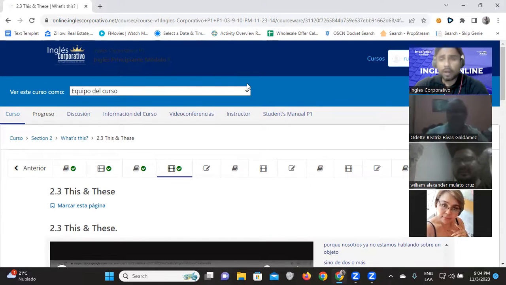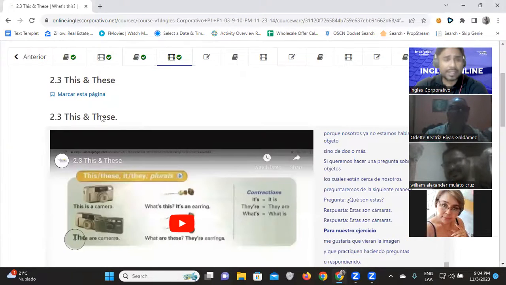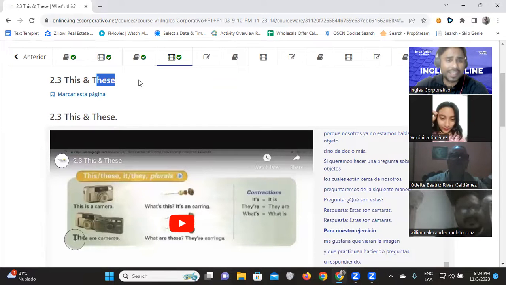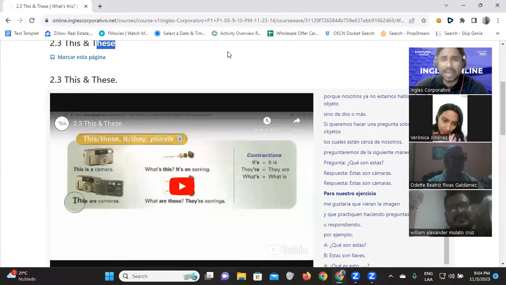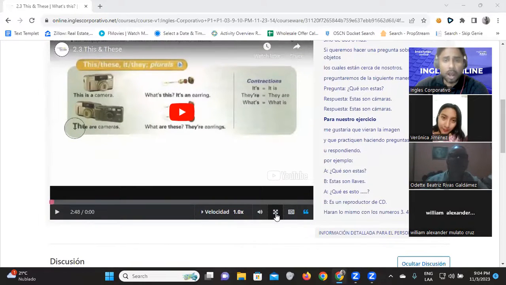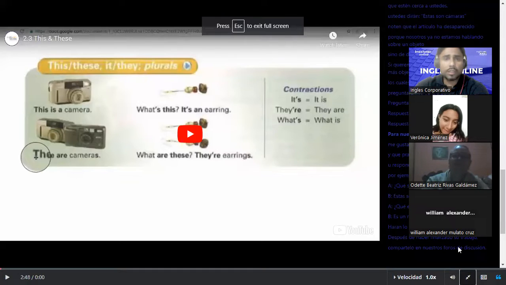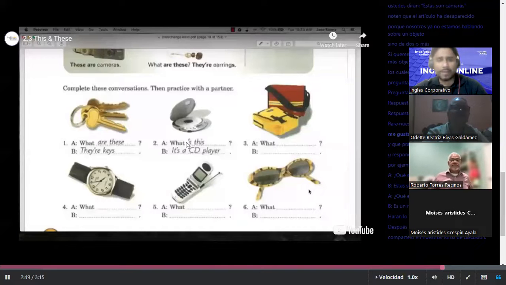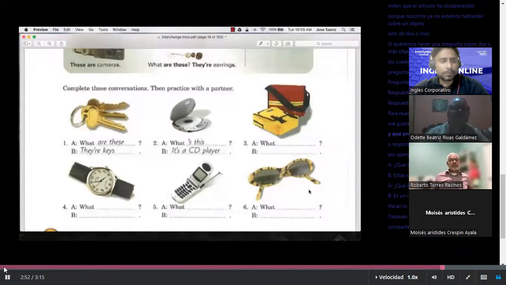Okay, guys, we're going to go ahead and take a look at the first activity, which is section number 2.3. This and these. Section 2.3. This and these. Are you ready? Yes, we are. I would like for you to look at the image and practice.